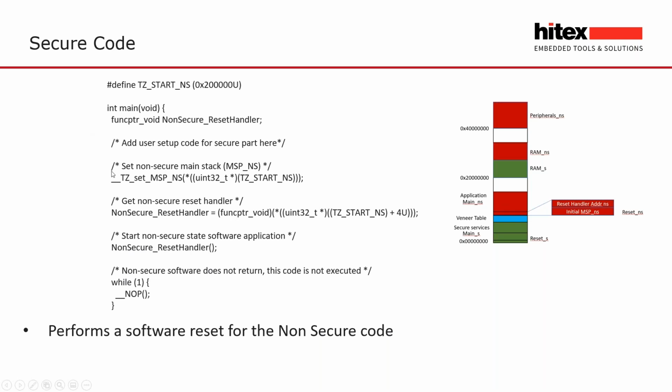So we've come into main, we've set up the non-secure stack, and then we've jumped directly to the non-secure code. And now our main application can start. And from there, once our code is running in here, it will be able to make calls directly to secure functions in the security partition.